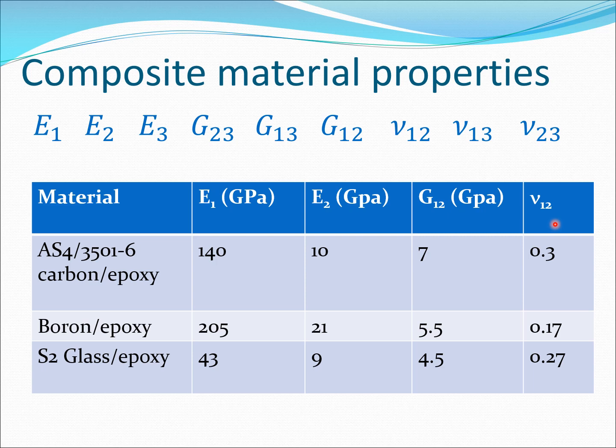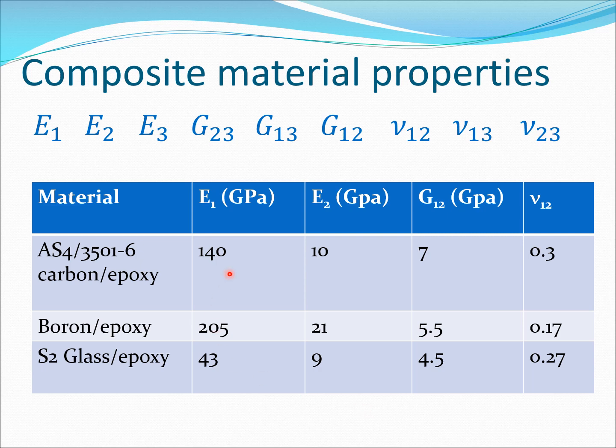Now I'm going to make a lecture later to discuss the concepts of principal stresses and so on, and also the concepts of plane stress and plane strain. So we'll come to that later, but right now you can clearly see some interesting things here. For example, you see that E1 is considerably larger than E2. If you take the case of carbon epoxy, it's 140 versus 10. For the case of boron epoxy, it's 205 versus 21. So these are essentially enormous differentials.